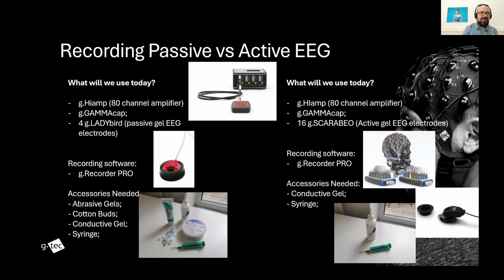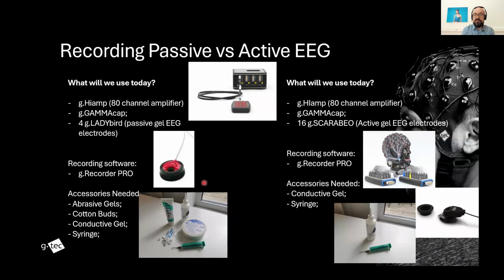We will try to see how they score in the speed of preparation and how the signal will look. And also we will have a look at the values of the impedance. We will use the same software, g.Recorder Pro. The difference in the accessories needed is that on the passive, you will need preparation of the skin, abrasive gels, cotton buds, conductive gel, and a syringe. On the active, you will just need a syringe with gel, and that's it.